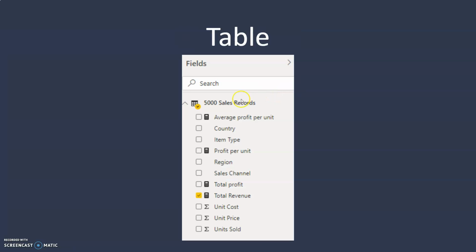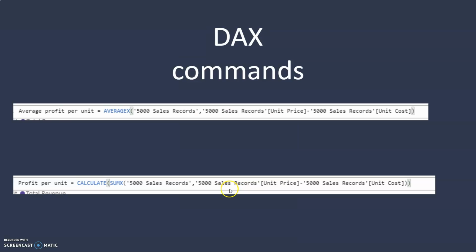So this is the clean data now. I got this table, and I have made these four measures from that data. The first measure is average profit per unit. To get the average profit per unit, I put this command, AVERAGEX, and then I subtract the cost from the real price, and then I got that.